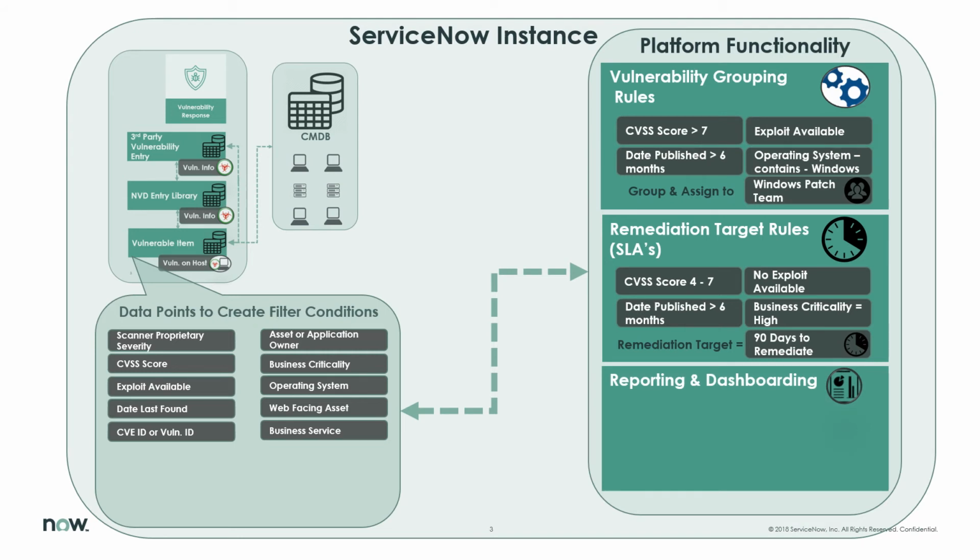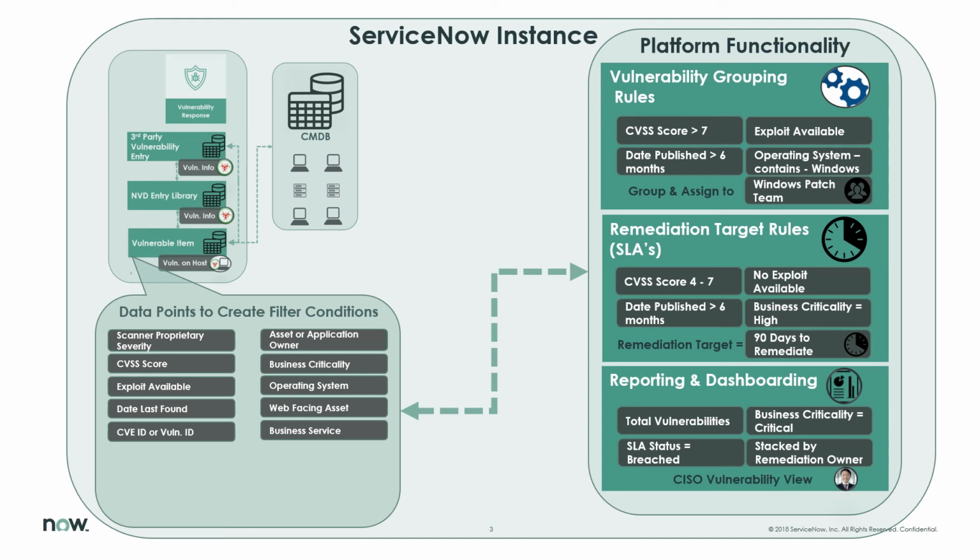And lastly, reporting and dashboarding. One of the biggest parts of successful vulnerability management is being able to see what's out in the environment. And again, we can use these data points to create the visibility for each persona in your organization. So let's say we want to look at all vulnerabilities on business critical assets where the SLA or the remediation target has been breached, and we want to stack that by remediation owner. That would be a great view for the CISO to have.